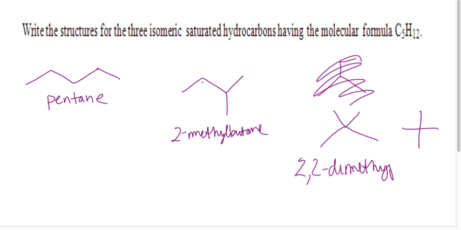Dimethyl. What's 3? Propane. 2,2-dimethylpropane. So those are my 3 isomers.